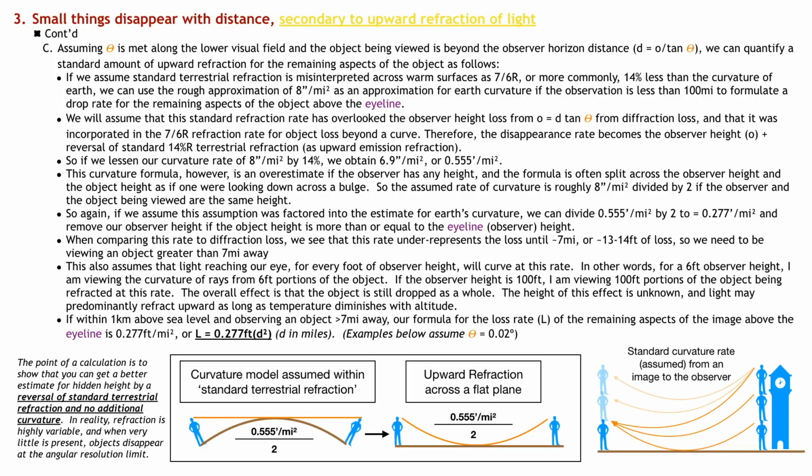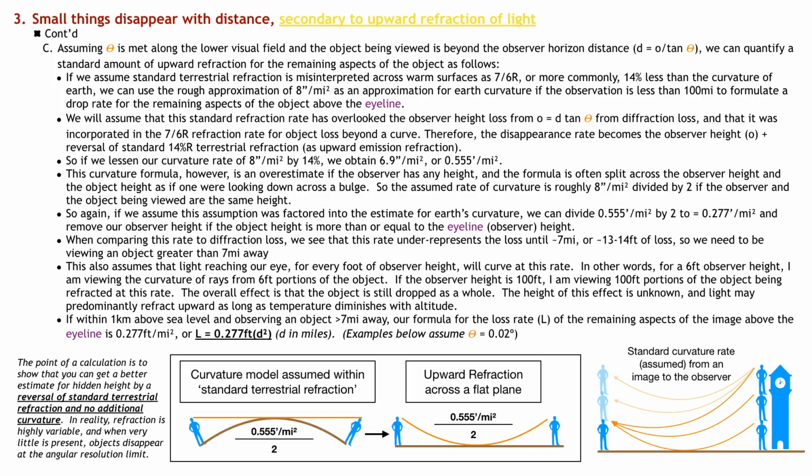Therefore, the disappearance rate becomes the observer height plus the reversal of standard 14% or 16% terrestrial refraction as upward emission refraction. So if we lessen our curvature rate of 8 inches per mile squared by 14 to 16%, we obtain 6.9 inches per mile squared, or roughly 0.55 feet per mile squared.